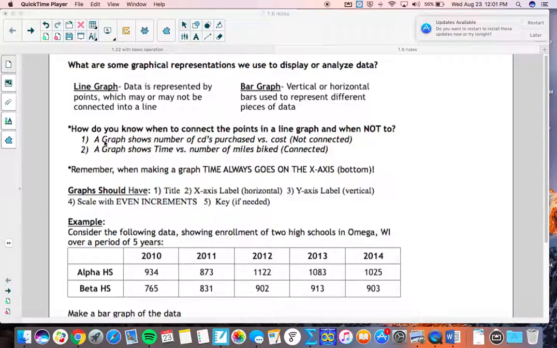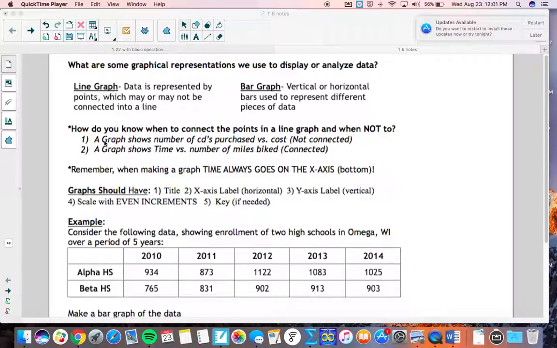So how would you know if you should connect the points with a line or not? If you had a graph that shows the number of CDs purchased versus the cost, you would not connect them because you can't purchase half of a CD. When you connect a continuous line, it means everything between those integers.